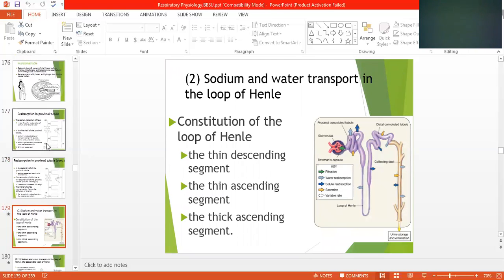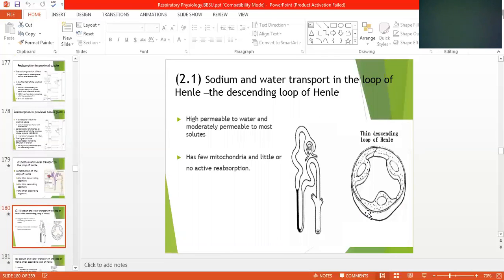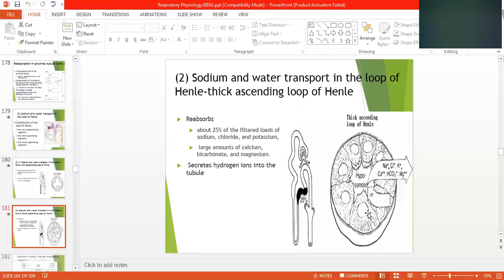Sodium and water transport in the loop of Henle. The loop of Henle is a turn, which is shown over here. This is the loop of Henle. Constituents of the loop: the thin descending segment, the thin ascending segment, and the thick ascending segment. The descending loop of Henle has high permeability to water and moderate permeability to most solutes. It has few mitochondria and little or no active reabsorption.